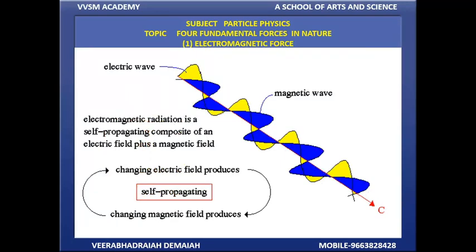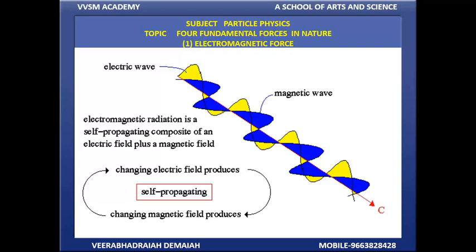Because of the interaction of the electric field and the magnetic field, a hybridized wave is developed, which is the electromagnetic wave. My dear friends, the electric wave moves horizontally along the x-axis and the magnetic wave along the y-axis. The interaction of the electric field and the magnetic field results in electromagnetic radiation, which is a self-propagating composite of electric field plus magnetic field.